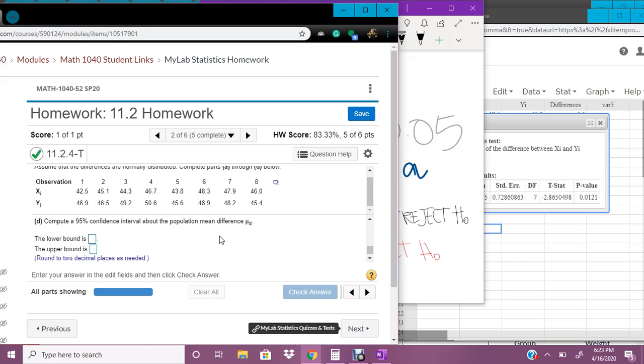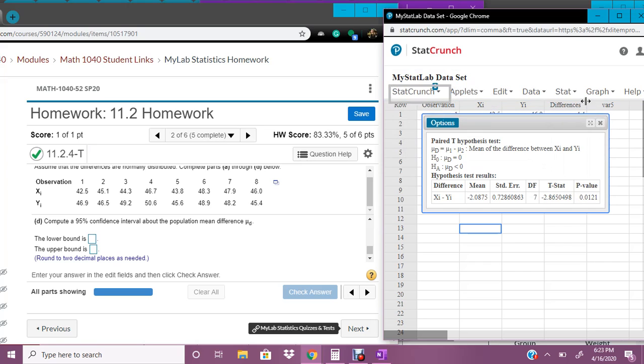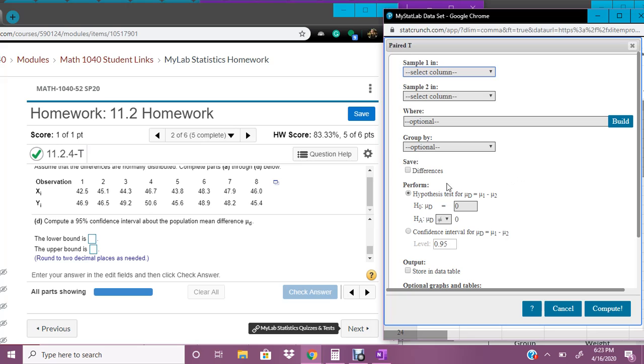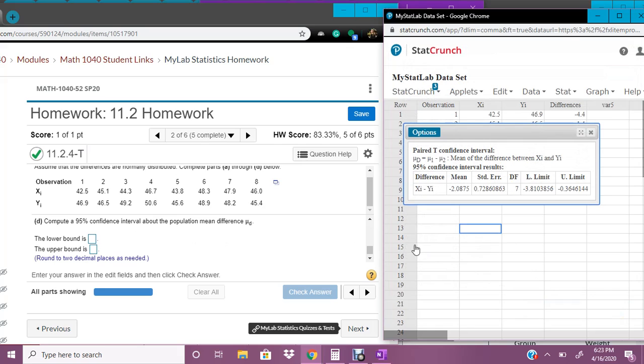Okay, now we're going to do a confidence interval, and this is from last test, so chapters 8 and 9. And so we're going to go back over to our data, and we're going to go to Stat, T-stats, paired again. We're still talking about paired data, so it's always going to be paired. But instead of doing the hypothesis test, we're doing a confidence interval, and it's a 95%, which is already there. And then we can click on compute, and our lower and upper limits are right there.